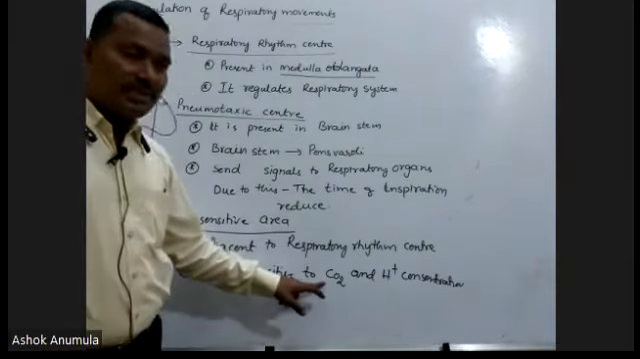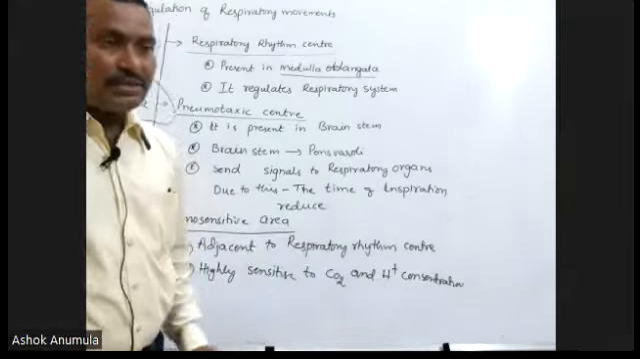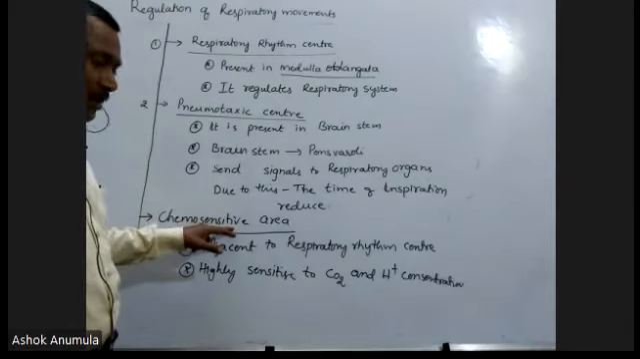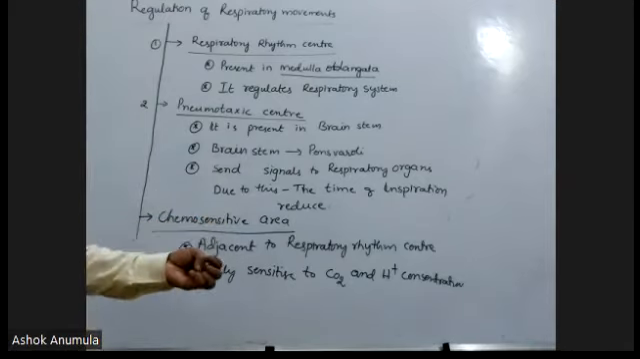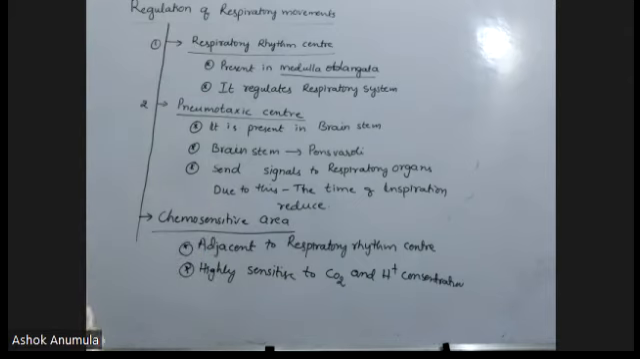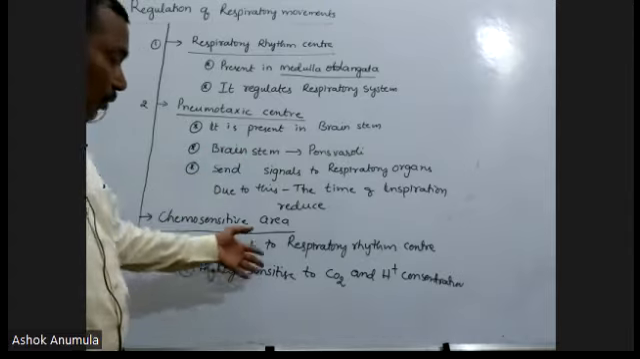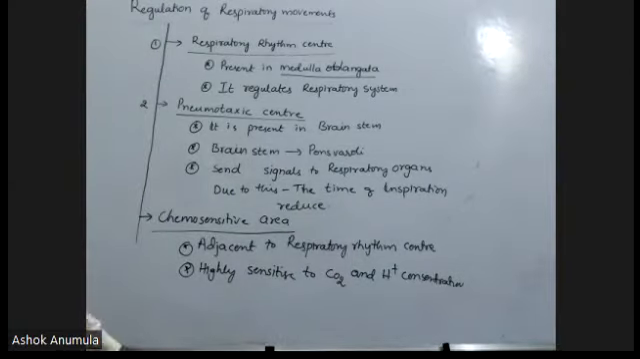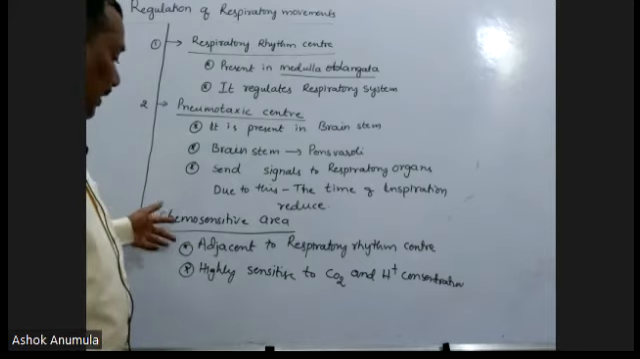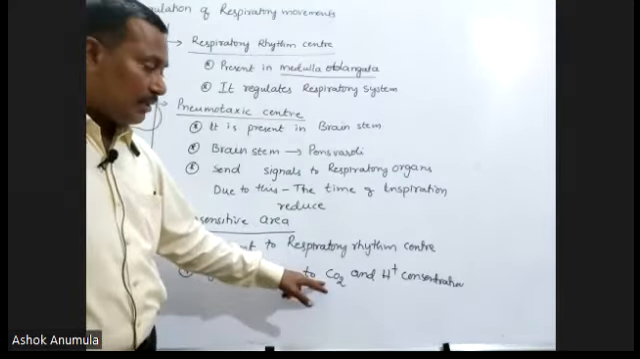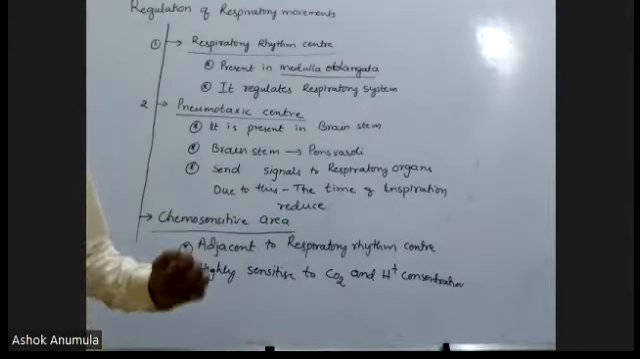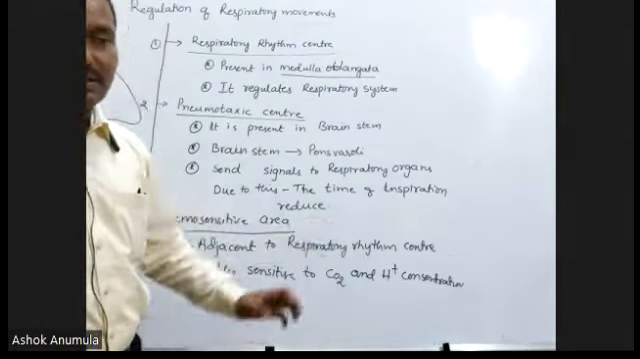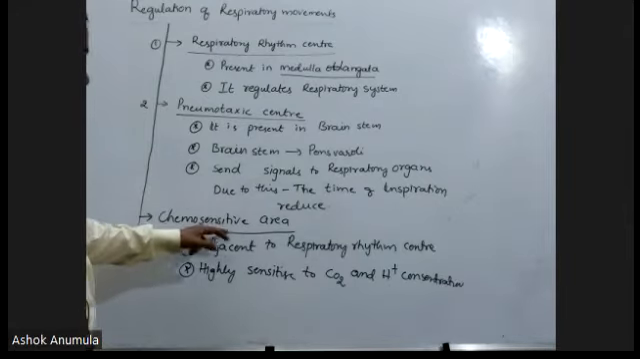When more carbon dioxide or more H plus ions are present, that is, when the H plus ion concentration is high, the chemosensitive area immediately sends signals to the respiratory rhythm center to control the carbon dioxide and H plus ion concentration. If the percentage of carbon dioxide or the H plus ion concentration is increasing, the chemosensitive area immediately recognizes it.